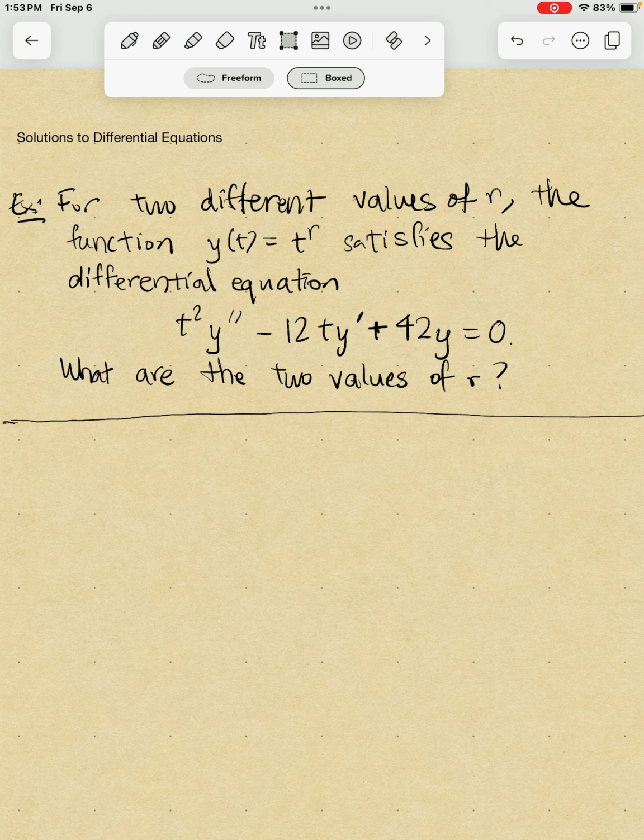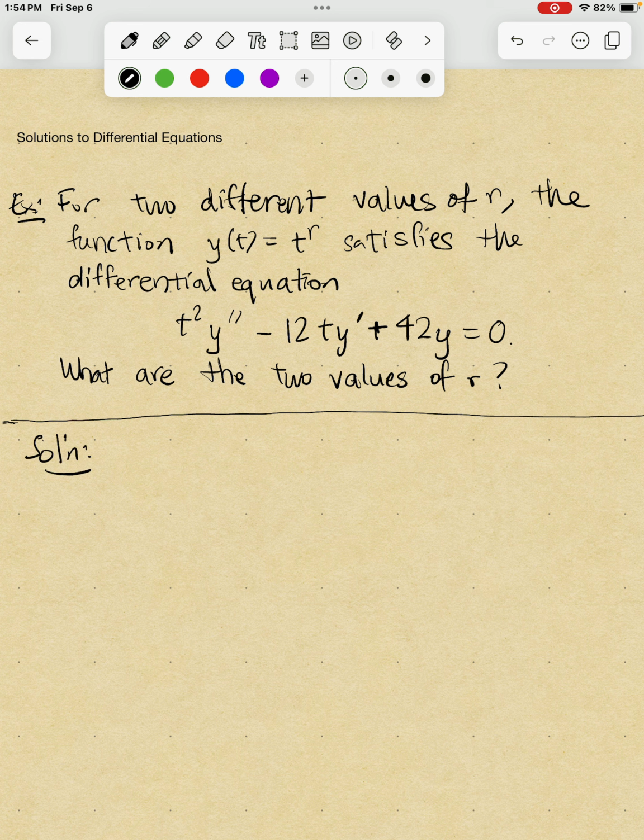So the question is, you're told that when you substitute for two different values of r, so two different real numbers r, when you substitute this in, y of t equals t to the r, into this equation, the equation is true. In other words, when you substitute y in here, you get 0. And what are the values of r that do that? So what you can do is just plug in y of t equals t to the r into this left-hand side, and if it's equal to 0, see what r has to be. So let's do that.